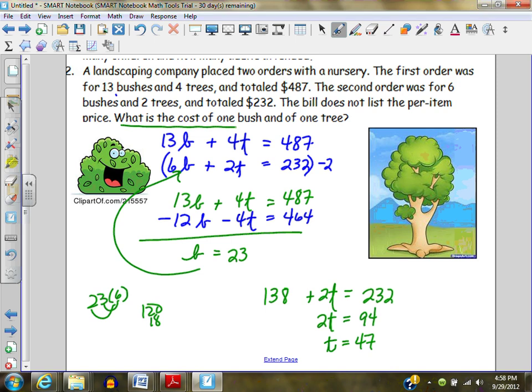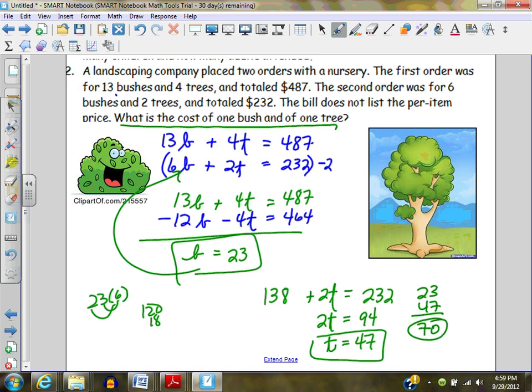But look what the last question asked. Remember to go back and answer the question that was asked. It says, what's the cost of 1 bush and 1 tree? I don't know if they mean this is what the bush is and this is what the tree is, but just in case, I'm going to tell my teacher, well, the bush is 23 and the tree is 47. Together, if you mean together, Miss Wilson, 23 and 47 come to 70. So there you have it.